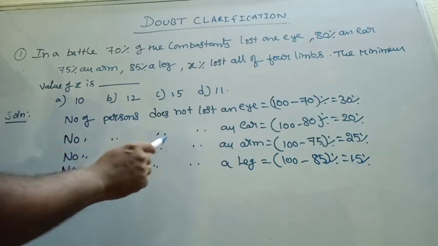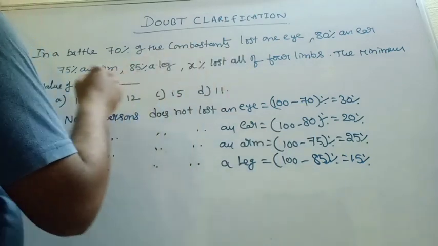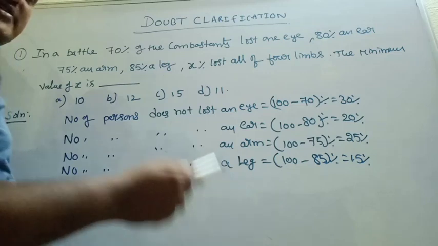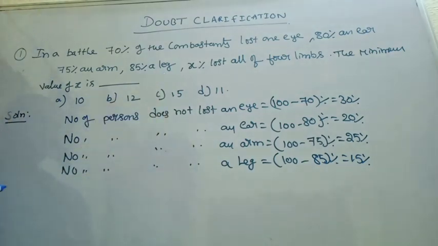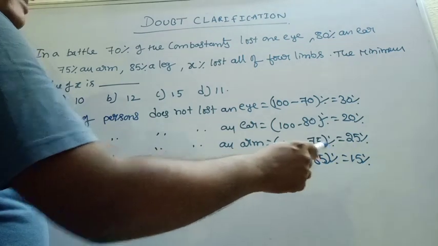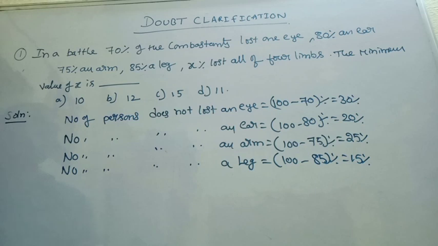Next, the number of persons who did not lose an arm is nothing but 100 minus 75%, because 75% lost an arm. That's why 100 minus 75 gives you 25% did not lose an arm. Next, the number of persons who did not lose a leg is 100 minus 85%, that equals 15%. Now, X percentage lost all the four limbs. How are we going to get the minimum value of X, they are asking.